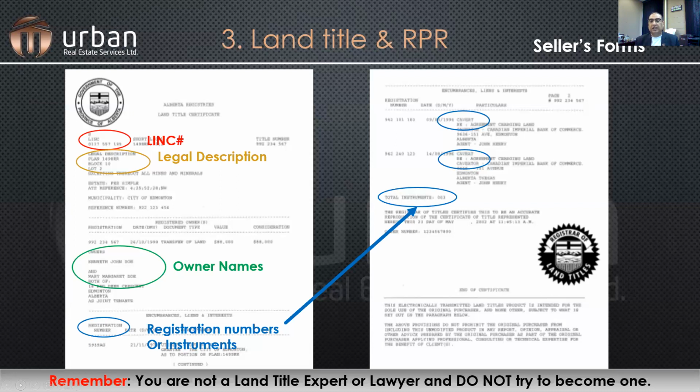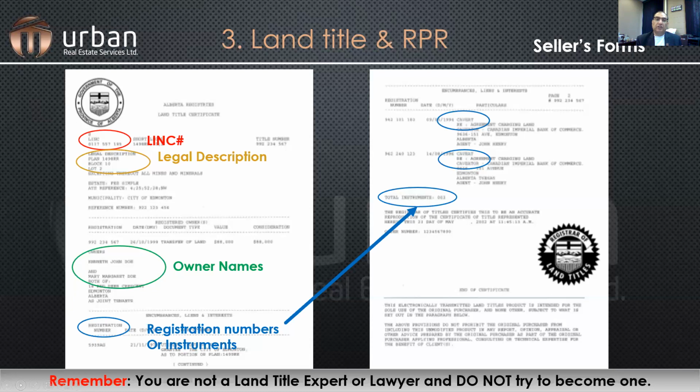You should ask the sellers first of all for a land title. Now, it might be old. Let's say they have been living in that house for 10-15 years. Sometimes some of the instruments or registrations on the land title might have already been fulfilled or paid off, but just because they have been living here for that long, no one took the effort to go to land titles and get those registrations or instruments removed.